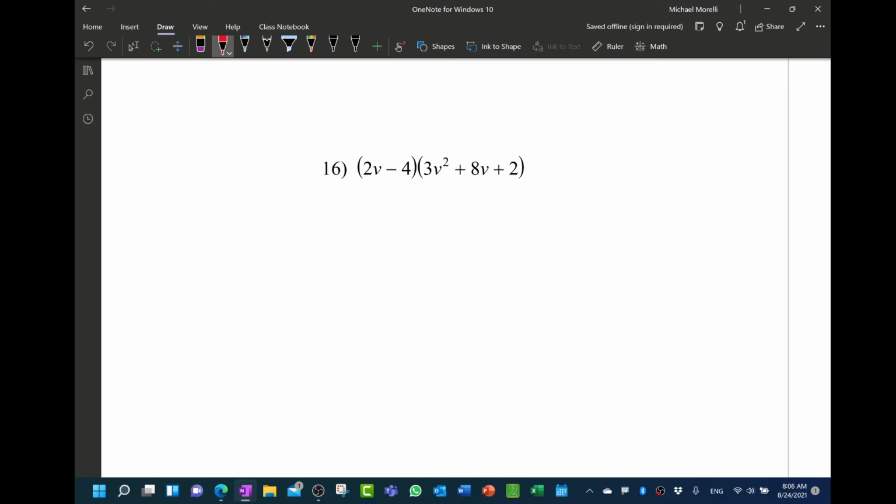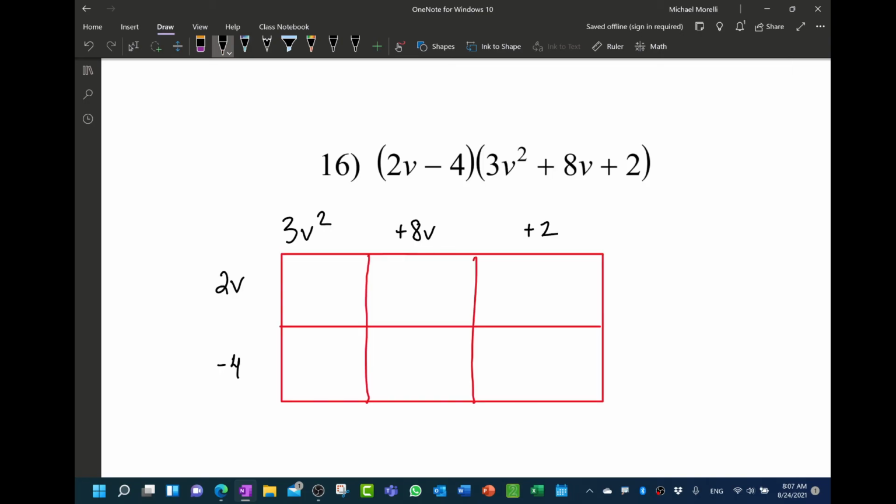And now lots of students prefer this method. So what you're going to do is just multiply everything to fill out these boxes. So we're going to do 3v squared times 2v. And remember, there's a 1 right there. There's a 1 right there. Just don't want you to forget the exponent. So first we'll multiply the coefficients. 3 times 2 is 6. And then v squared times v to the first is v to the 2 plus 1, which is v to the 3rd power.